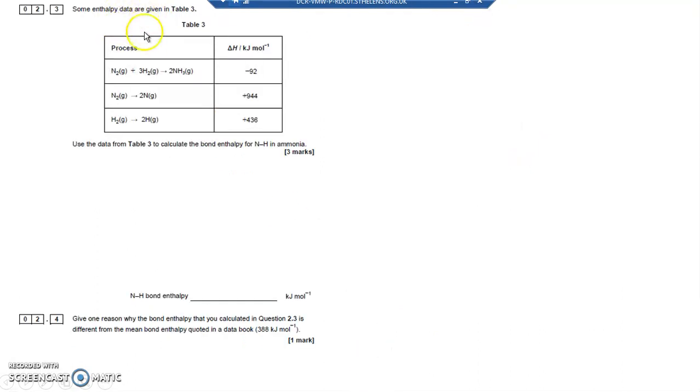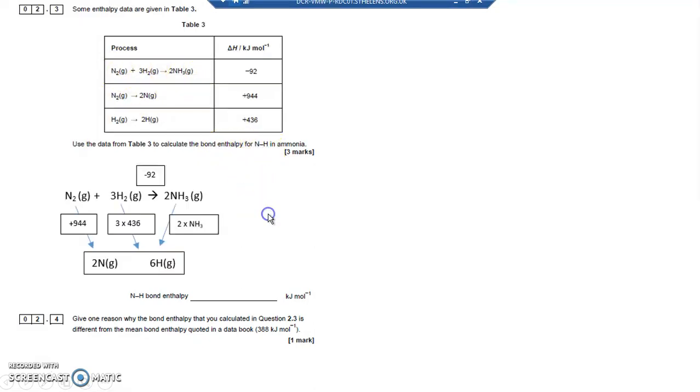Some enthalpy data are given in Table 3. Use the data from Table 3 to calculate the bond enthalpy of N-H in ammonia. So let's take this equation here. The enthalpy value is -92 in this direction. So we must have some equations here. We've got N2 to 2N. N2 to 2N is +944. We've got 3 times 436 because we've got an H2 going to 2H. So 3H2 going to 6H. So we've got this value here going to 6H.